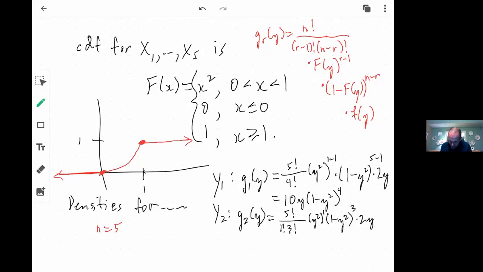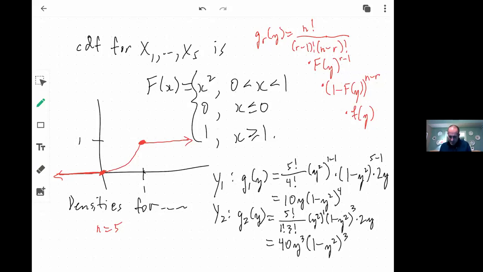So what is this going to be equal to? Well, 5 times 4, because the 3 factorial cancels everything on down. 5 times 4 is 20, times 2 is 40. 40y squared, actually it's going to be y cubed because of the extra y at the end there. So it's 40 y cubed times 1 minus y squared cubed.